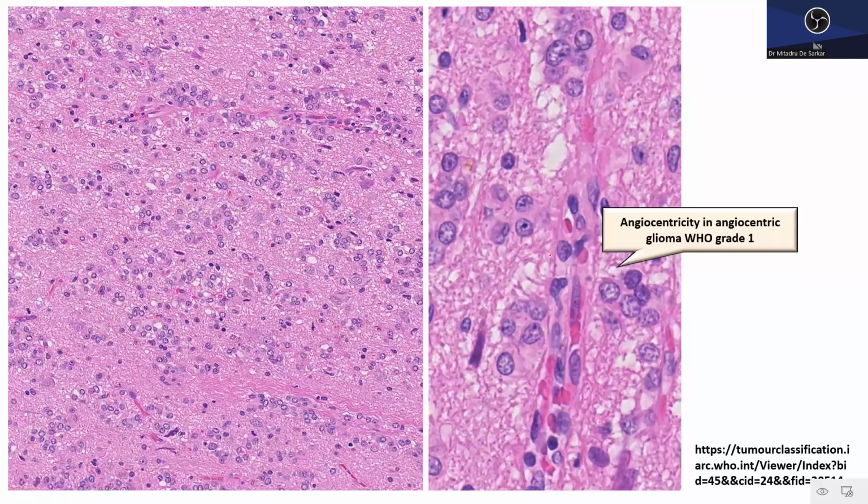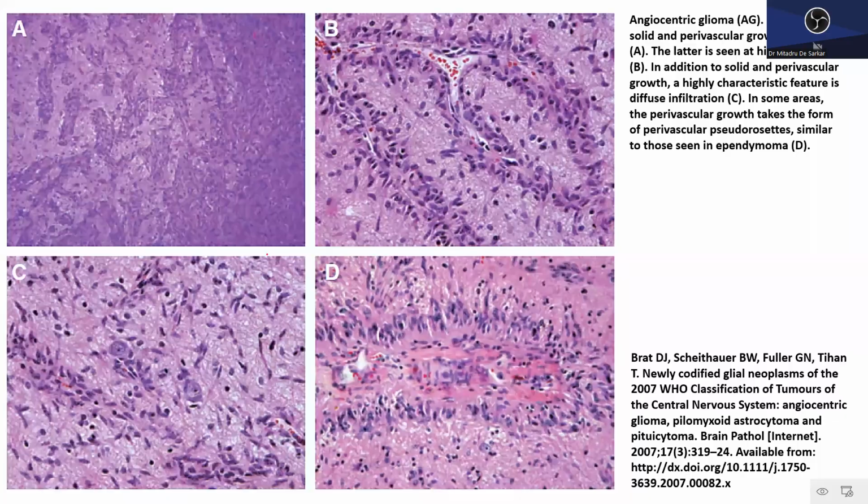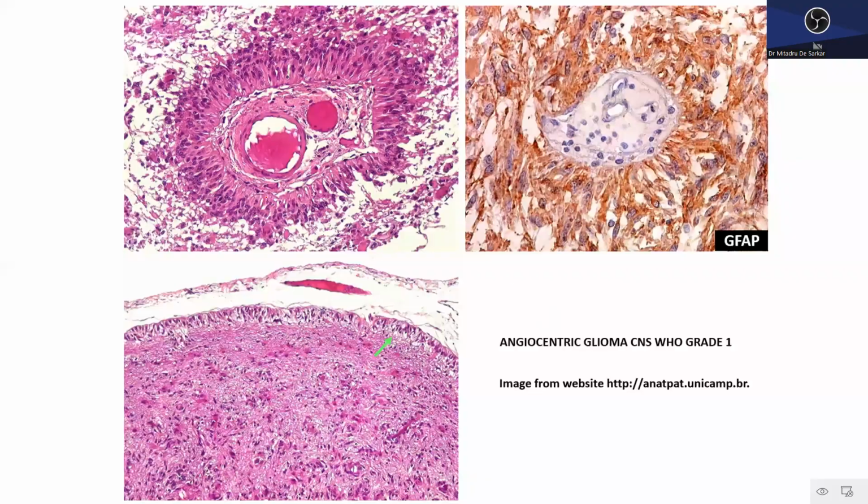The tumor cells are not really very high grade. You don't see much of nuclear chromatin coarsening or nuclear contour irregularity. There is no mitotic activity to speak of in this particular case. It's only the angiocentricity which is striking. And this angiocentricity could take the form of these elongated, perpendicularly arranged cells next to the vessels. As a result, they could sometimes be mistaken for ependymomas. So you have got these ependymoma-like perivascular processes.